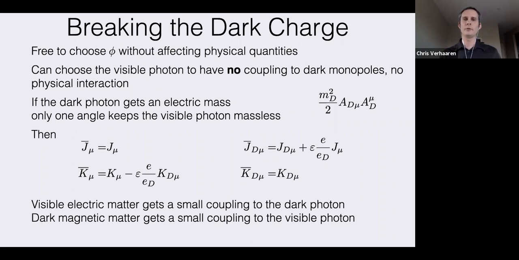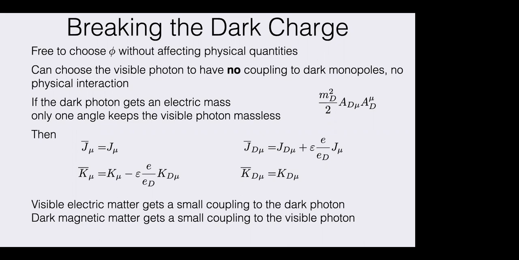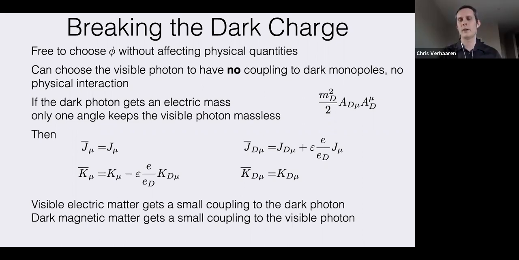With that freedom to choose phi, I can show that there is a choice of phi wherein there's no physical coupling between the visible photon and the dark magnetic current. And so it must be that when both photons are massless, there is no physical coupling. You could write things in a more complicated way in which it appears to, but as you actually calculated amplitudes, everything would cancel out. So in order to have a physical coupling between the visible photon and the dark magnetic currents, we have to give a mass to the dark photon.